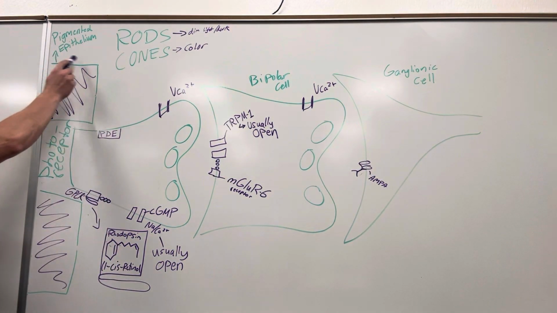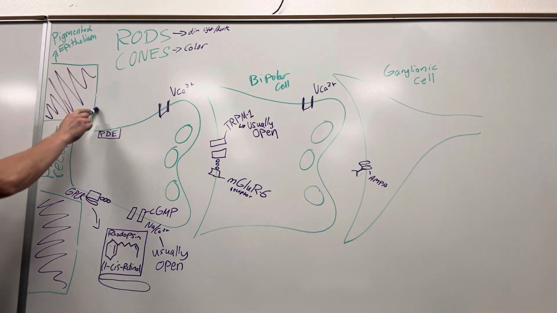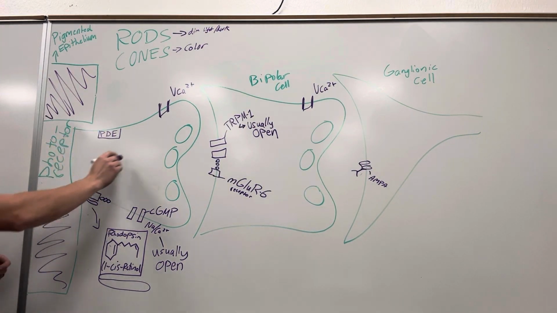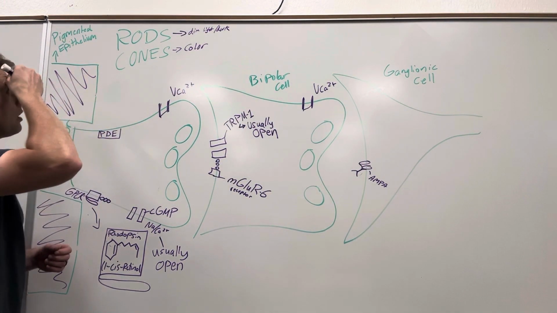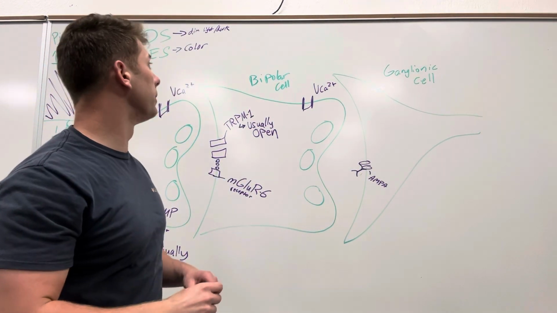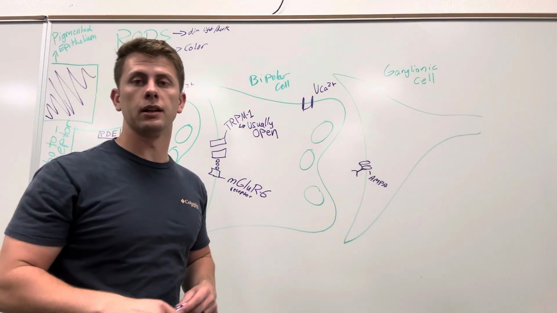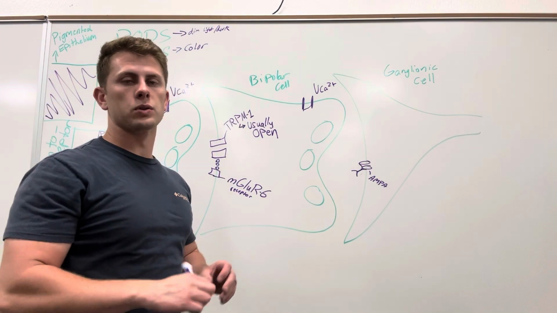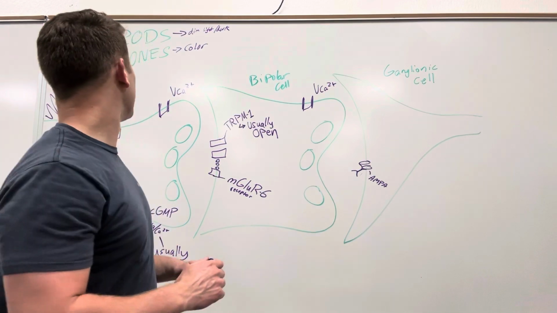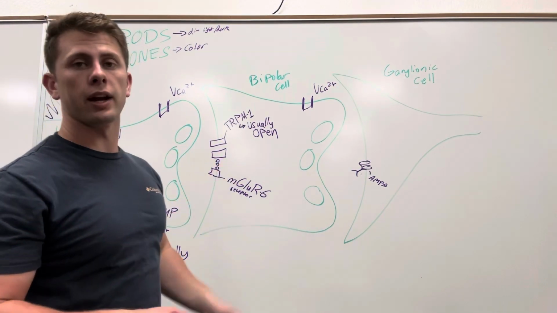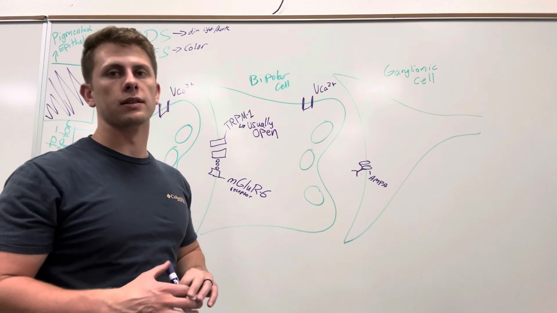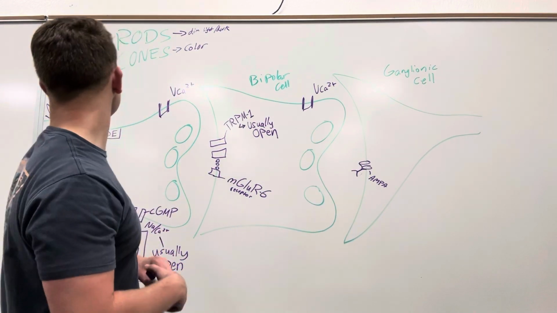Right here we have what are called pigmented epithelium all around our retina, and in between is our photoreceptor. We have a bunch more rods: about 120 million rods and 6 million cones. Most of those rods are on the periphery of the retina. In the center of the retina, near the fovea, there are more cones than rods.